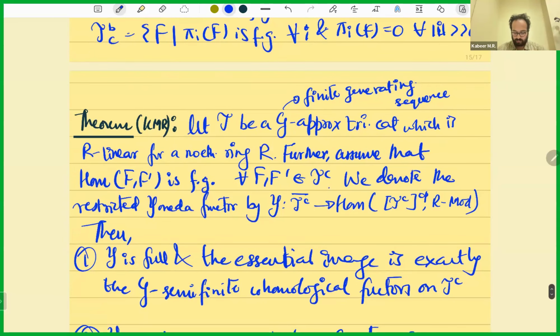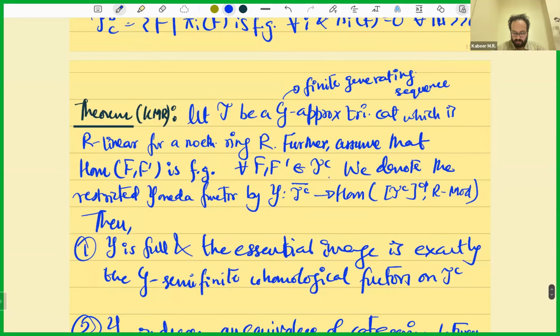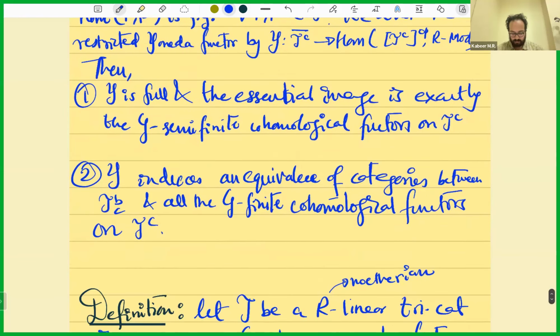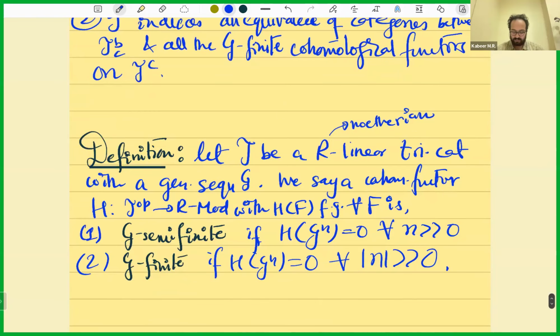Then Y is full, and the essential image is exactly the G semi-finite cohomological functors. I've not defined it yet. I'll define it in a second, but you can imagine what it is. And Y induces an equivalence of categories between the bounded objects and all G finite cohomological functors on TC. Finally, I can end with this definition, just sort of funny, ending on a definition.